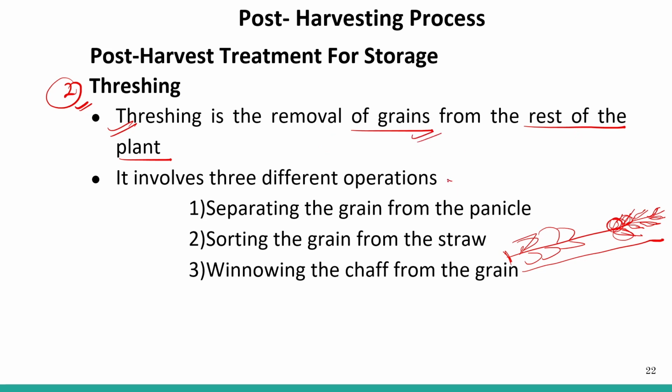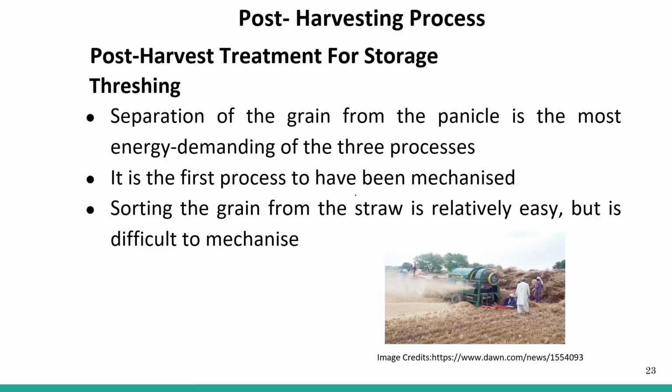It involves three different operations: separation of the grains from the panicle, so this is the panicle part, sorting the grain from the straw, and winnowing the chaff from the grain. So these are the three different operations involved in threshing. Separation of the grain from the panicle is the most energy demanding of the three processes. So the first thing, the separation of the grains, requires a lot of energy. It is the first process to have been mechanized.